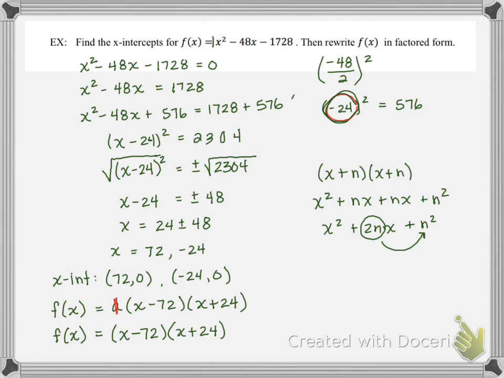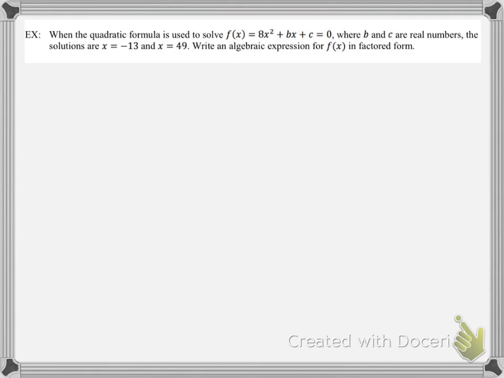So I'm giving you this information, so you don't have to do all that solving. You're just starting from that point because I gave you the solutions already. So go ahead and write your function in factored form based on this information. Plus 13 and parentheses, start with the same, x minus 49 and parentheses.